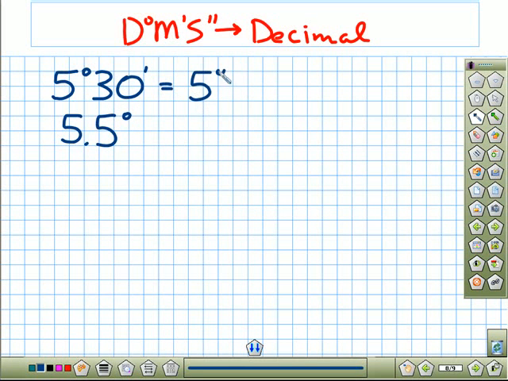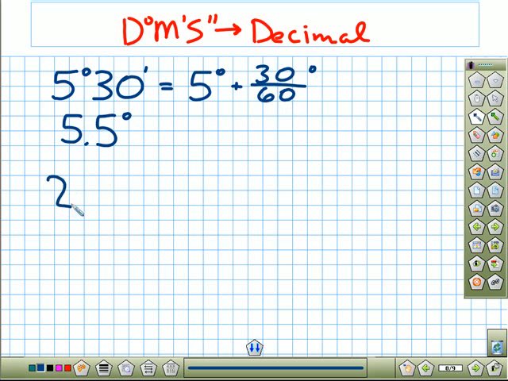We could have said this is 5 degrees plus 30 over 60 of a degree, right? And that's the same thing, isn't it? That works out to be the same thing. This is 0.5. So if you were to just put that in your calculator and work it out, you would get 5.5. If you said 5 plus 30 over 60, you would get 5.5. Okay? Now let's look at this one.